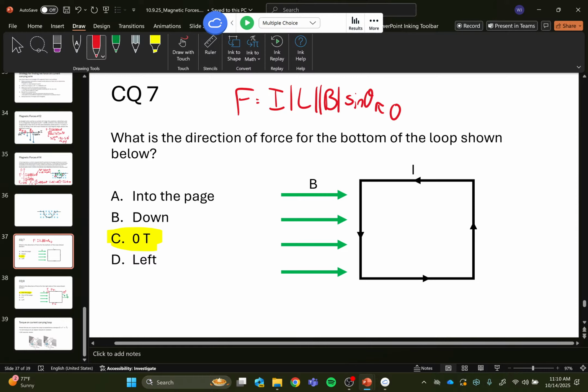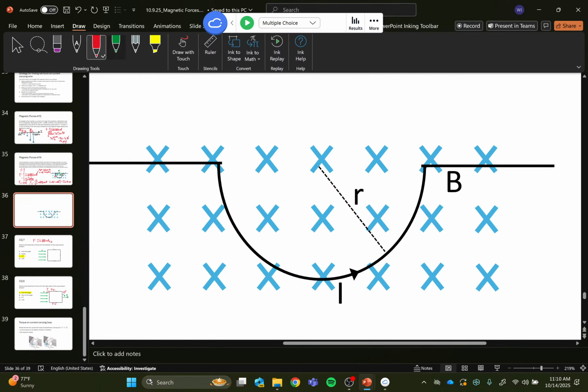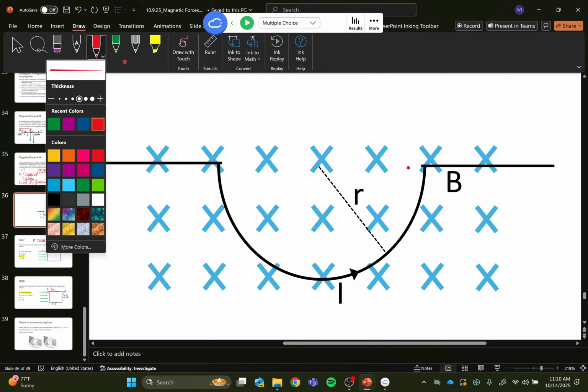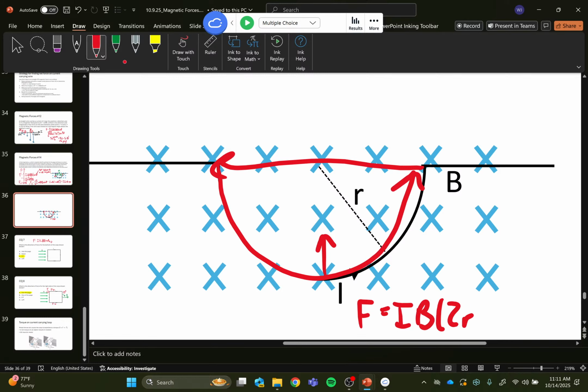If we go back to this problem here, the little trick is we have a half loop here. What if I just pretended it was a full loop, a loop of wire like this? Fun fact, the force on the top of that loop is exactly equal to the force on the bottom of that loop. They have to be. If the net force is 0, then the force on the top has to equal the force on the bottom. So we found that the force on the bottom of the loop was equal to I times B times 2R.